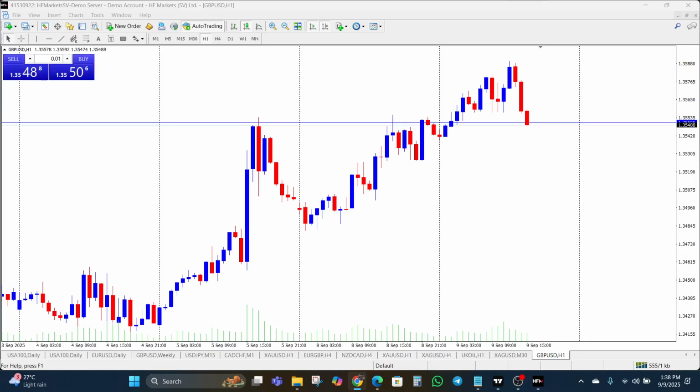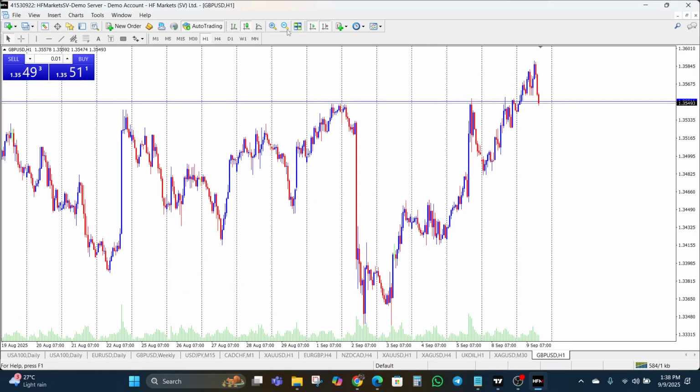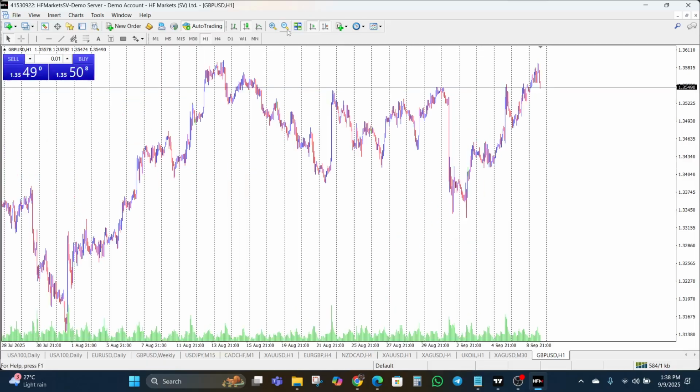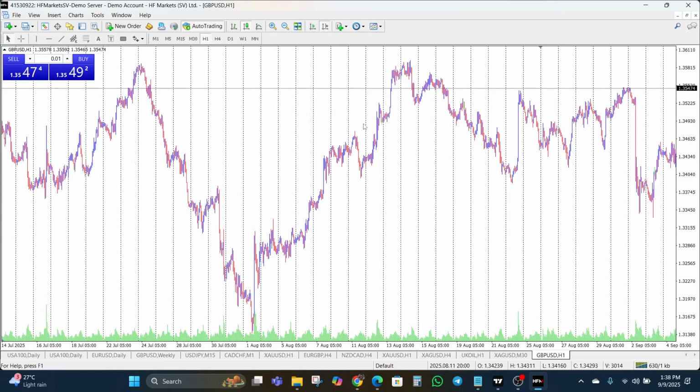First of all, let us define a liquidity grab. A liquidity grab happens when the market moves to trigger stop loss orders or shake out weak positions. So smart market participants hunt liquidity to fill their orders before the price reverses.